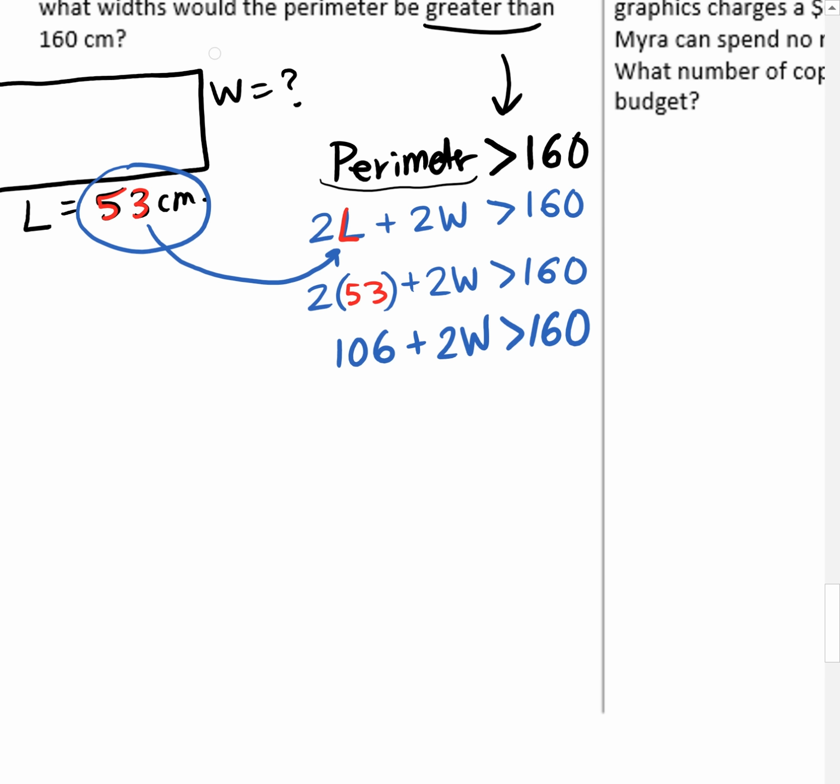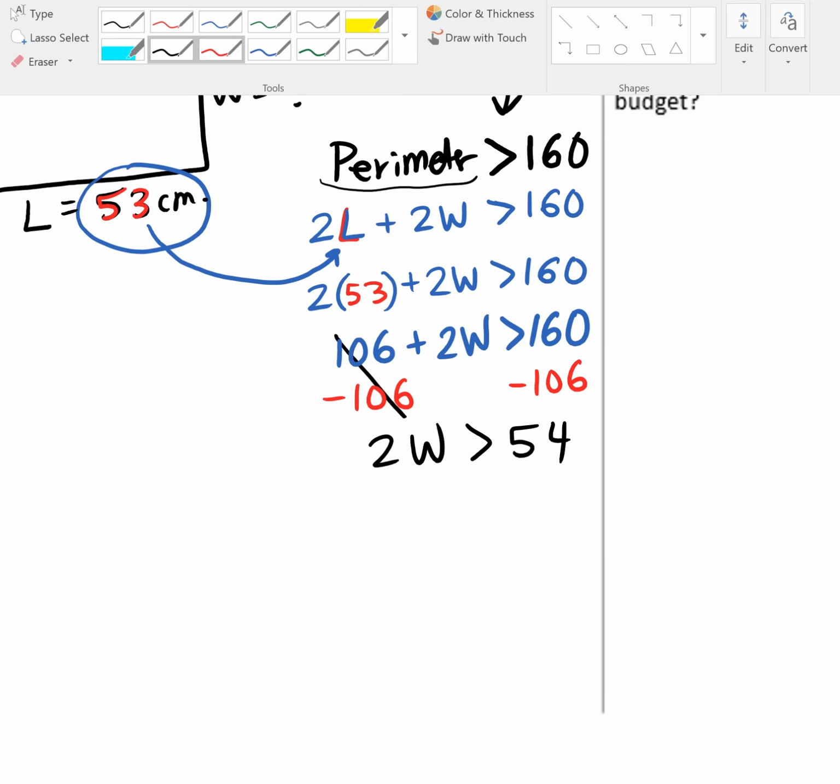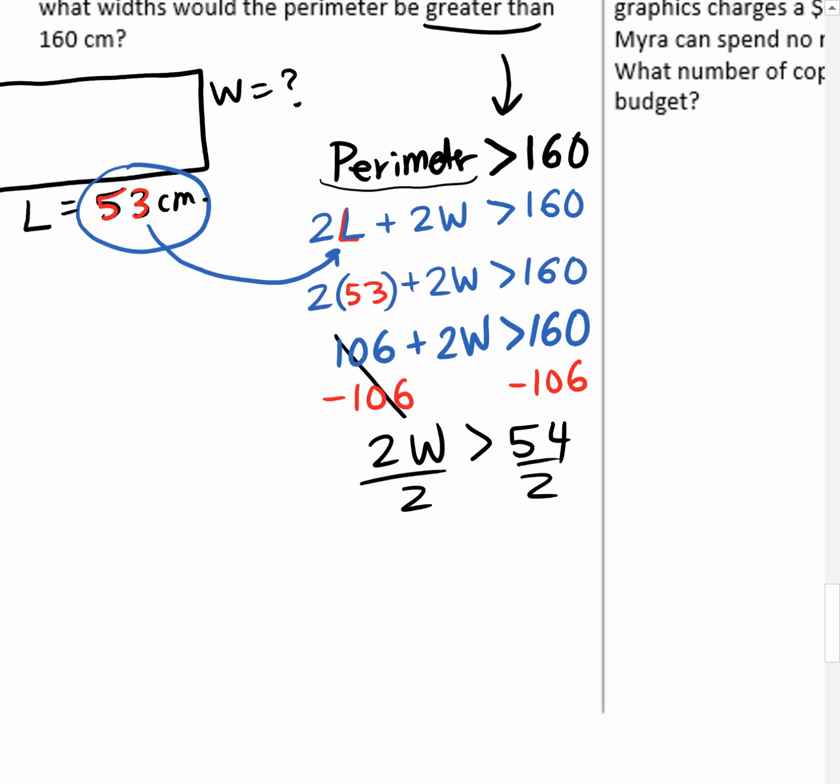I'll start off by moving the 106 over, subtract it. I subtract those, I'll get 54. So 2W is all by himself, greater than 54, right? Okay, almost done. If I want to isolate W altogether, I'll have to divide by 2. And notice we've never divided or multiplied by a negative number, so there's no need to flip the inequality. W greater than 27.